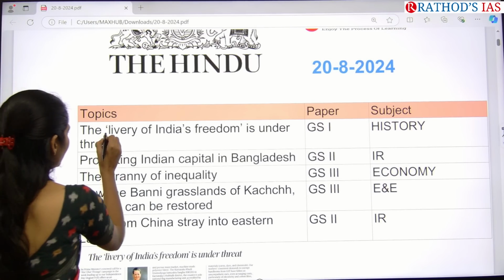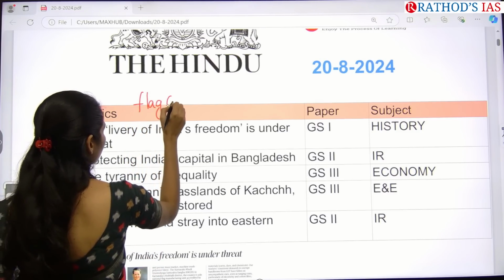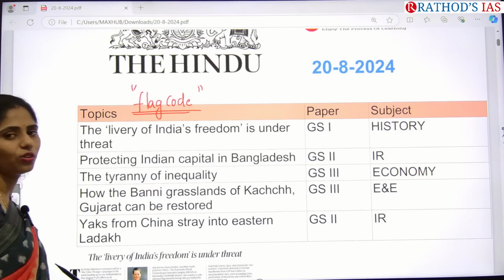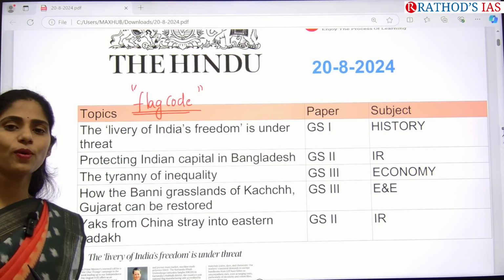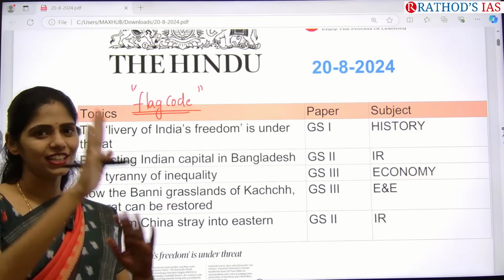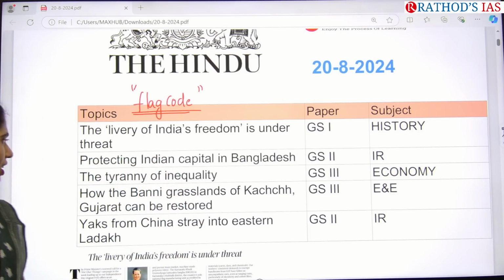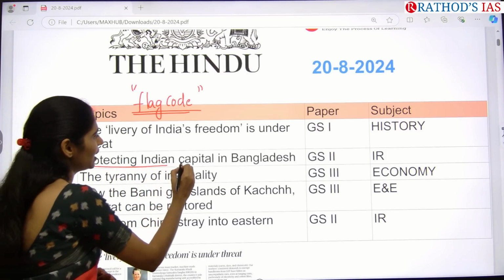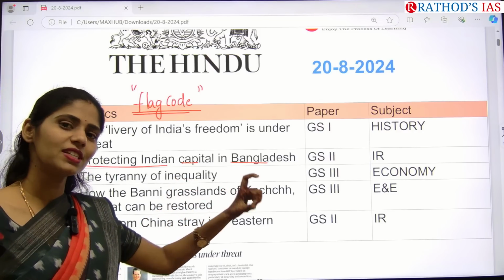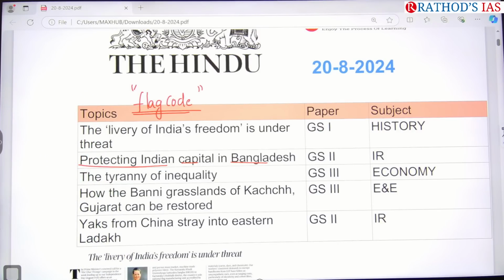This article is talking about the flag code. Because of the changes in our flag code, we are now promoting silk as well as polythene national flags, and this is affecting our freedom struggle. This topic is important from your history. The next topic is protecting Indian capital in Bangladesh. Capital here represents investment in Bangladesh, so this article is important for international relations from GS paper 2.